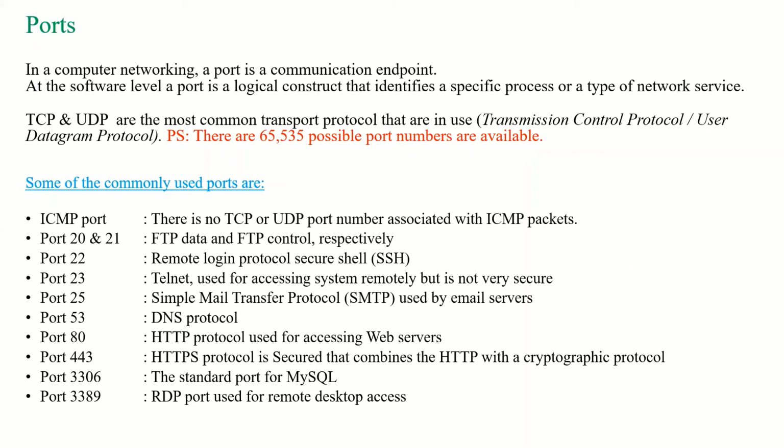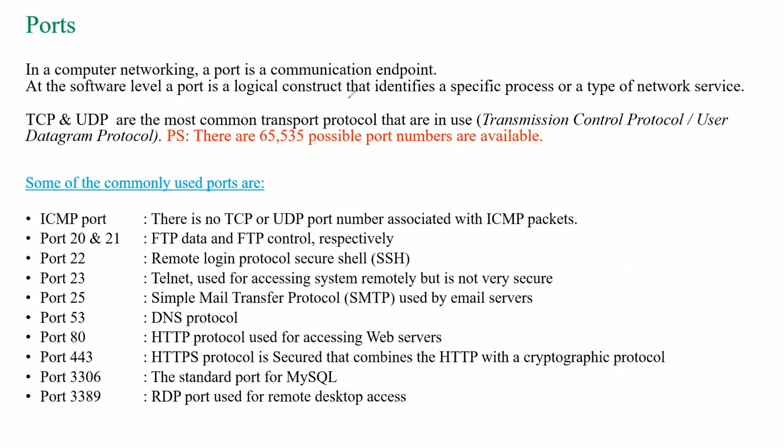So we have two types of communication transfer protocols available, TCP and UDP. These are the most common transport protocols that are available. TCP stands for Transmission Control Protocol, and UDP stands for User Datagram Protocol. So to be precise, there are around 65,535 possible port numbers available, from port number 1 to port number 65,535. Each port number is set for a specific purpose.